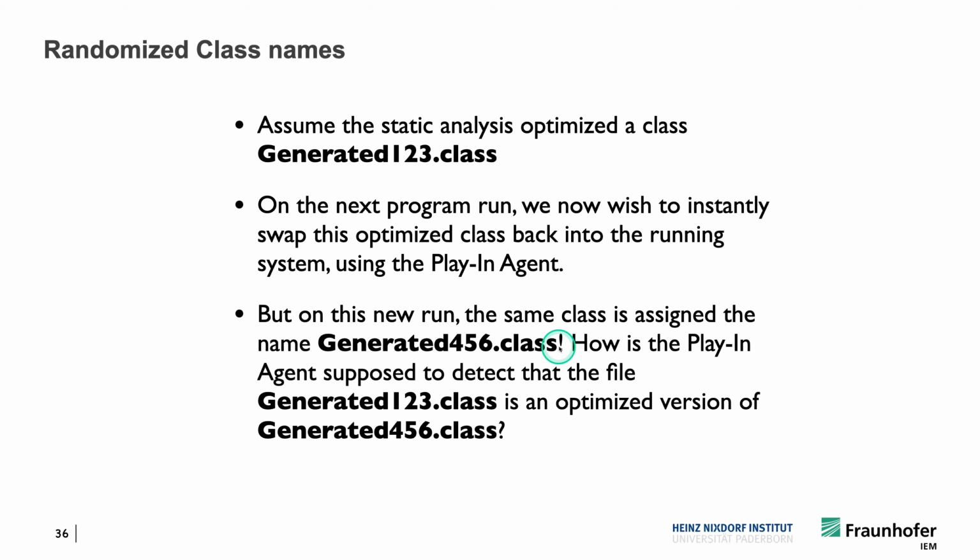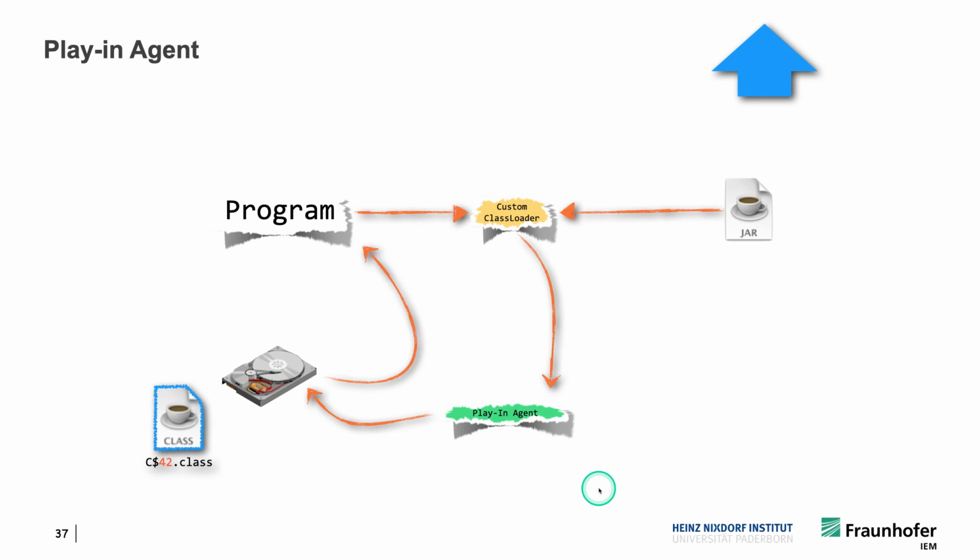But then we also have this other problem during play-in, right? You may have the problem that during the first run, you recorded a class that has this class name, and then during play-in, it has a different class name, and somehow you may want to recognize that this is actually talking about the same class, but you can't really match it by name. That's problematic.